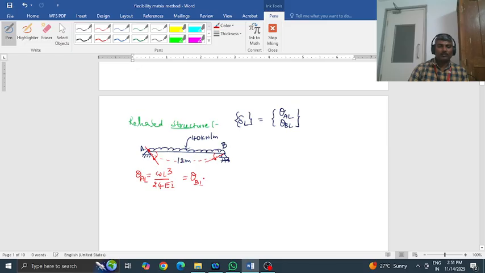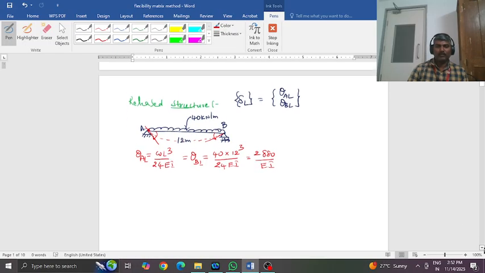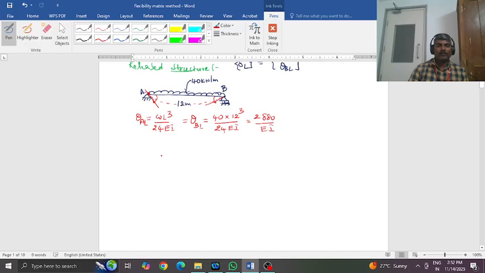Now substituting these values, 40, 12 cube by 24 EI will give you a value of 2880 by EI. Okay, right. Now let us go to the other member. There are two such members. Now member BC we are talking about.